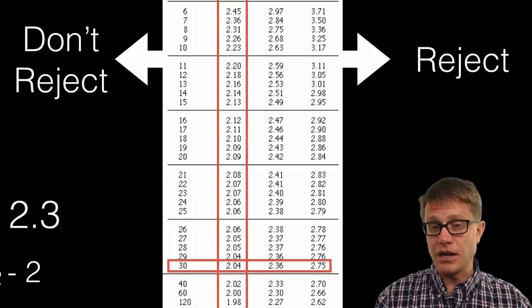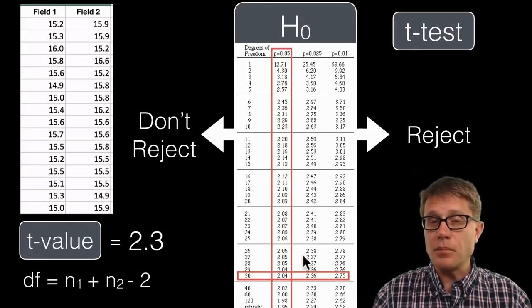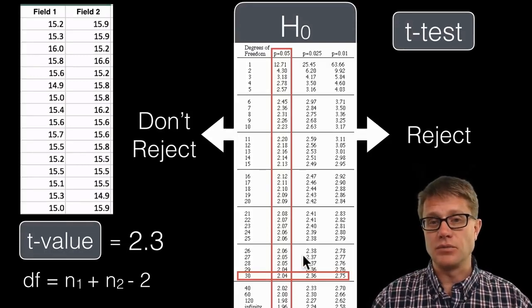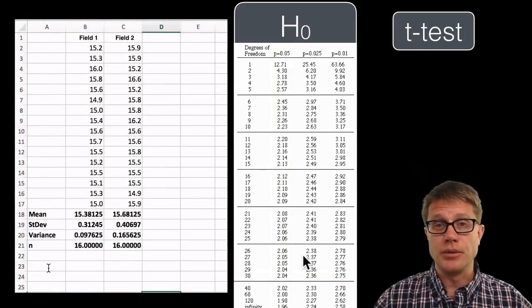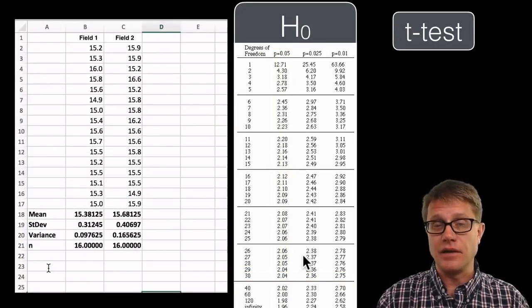Now, it's not much higher than that. Remember, it's just 2.3. And if we were to look over here at the 0.025 probability, we can see that we're actually lower than that. So we're not positive, but we're pretty sure that there's something statistically significant between these two. Now that was a lot of work. We had to calculate our variance, our means, our sample size, and then find this table.